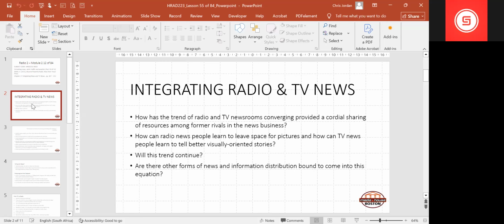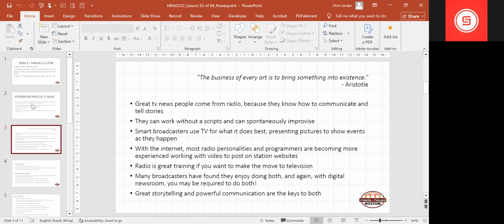It's not made for certain places. Take television, right? There are many other places where you would definitely want an audible medium. Anyway, sidebar once again, it is a competition, and we should know this. Are there other forms of news and information distribution bound to come into this equation? For absolutely sure. The business of every art is to bring something into existence, right? So, for example, great TV news people come from radio, because they know how to communicate and tell stories.